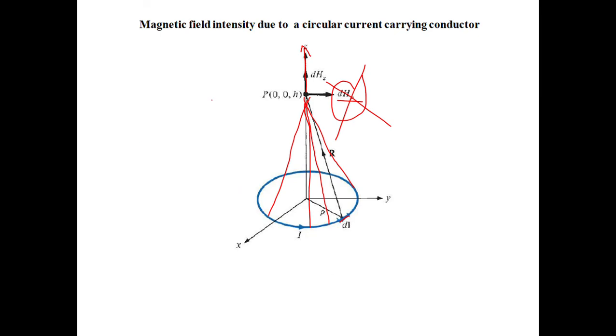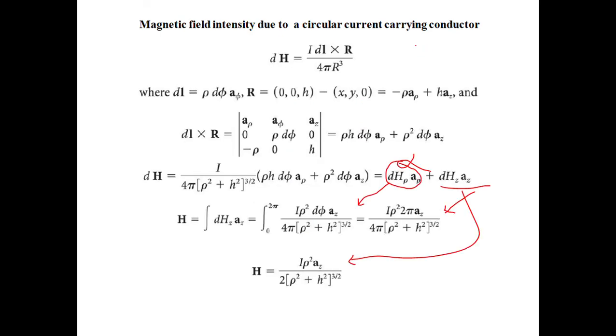And we discussed the magnetic field intensity due to a circular current carrying conductor. This is the equation we got. In all the cases we found dl, we found r, and we found the cross product of these two, and then we solved and proceeded with the derivation.